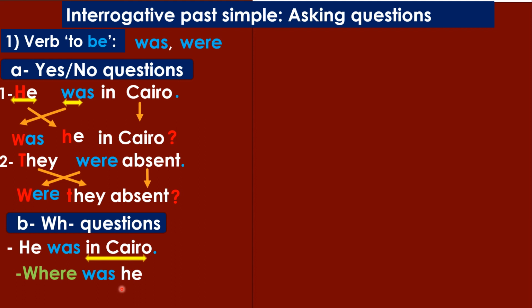Where was he? أين كان؟ And I'm going to have the question mark. وحط علامة الاستفهام. أين كان؟ So he was in Cairo. أين كان؟ كان في القاهرة.